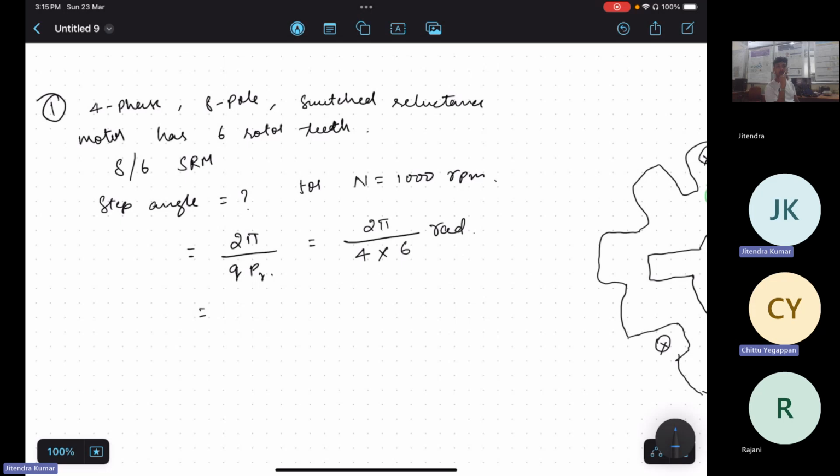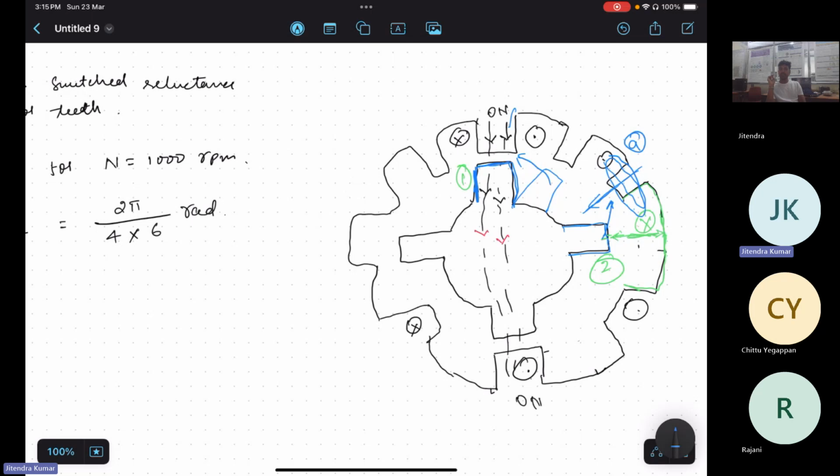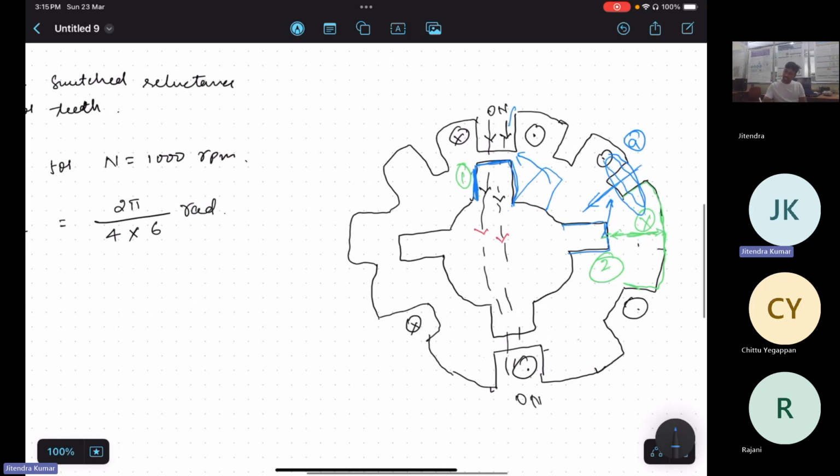Actually, here they gave the number of rotor teeth, but the formula has the number of rotor poles. So I asked whether the number of rotor poles is equal to the number of rotor teeth. Exactly. Now you tell me, is it equal or unequal? All the teeth are creating rotor poles, isn't it? Yes, sir. So are they the same or different? Same. Exactly, the number of rotor teeth is equal to the number of rotor poles.